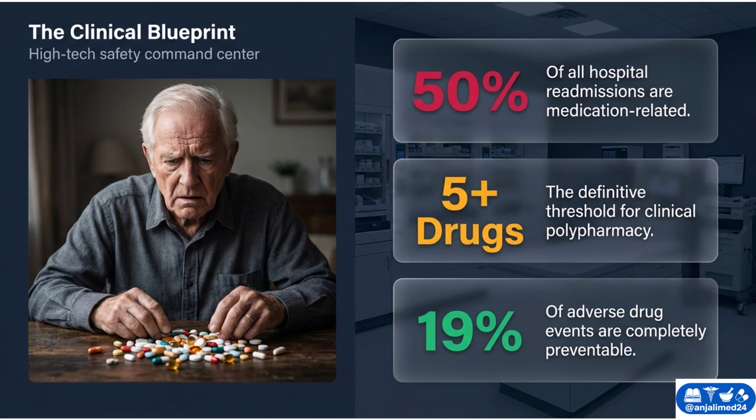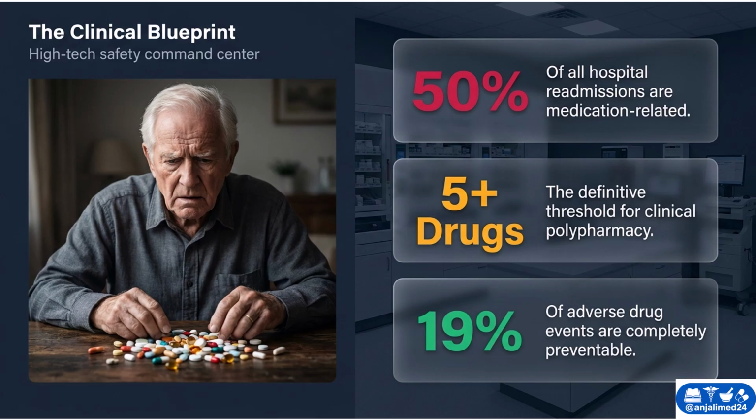The first critical statistic is that nearly 50% of hospital readmissions are medication related. That means half of many preventable rehospitalizations occur because of medication errors, non adherence, duplication, incorrect dosing, adverse drug reactions, and poor transitions of care. Now, let's talk about polypharmacy. Clinically, the use of 5 or more medications is considered to be the threshold for polypharmacy.